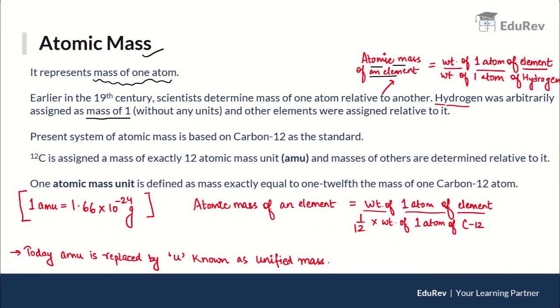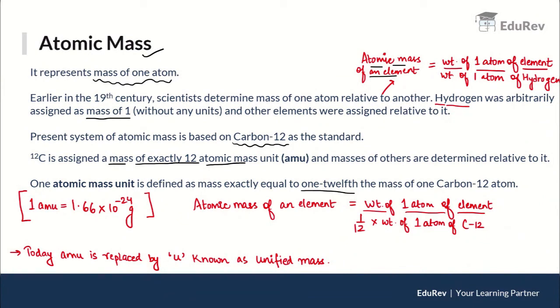A system of atomic mass is based on carbon 12 as the standard. So what happened is that the carbon 12 isotope was assigned a mass of exactly 12 atomic mass units, AMU, and masses of other elements were determined relative to it. So how can we define one atomic mass unit? As the mass exactly equal to 1/12 the mass of a carbon 12 atom, right?